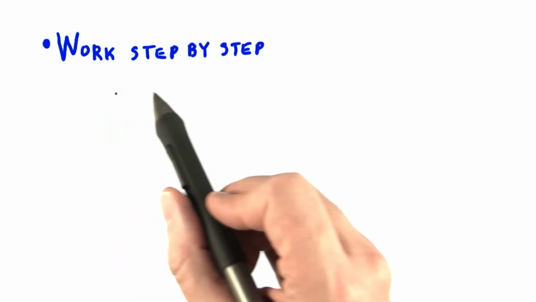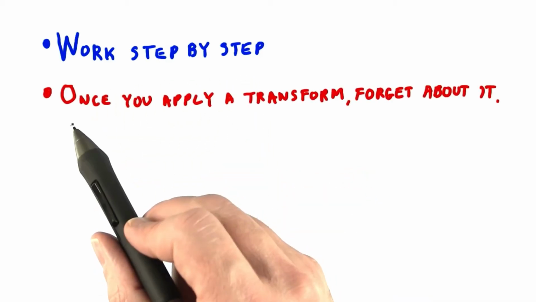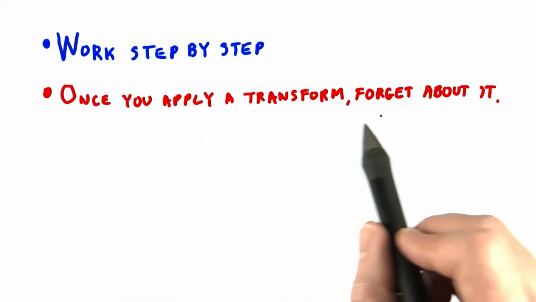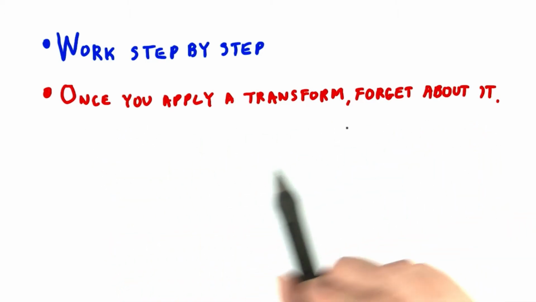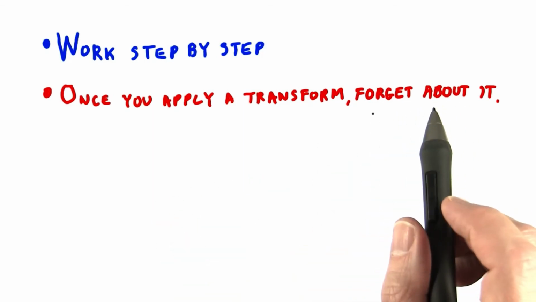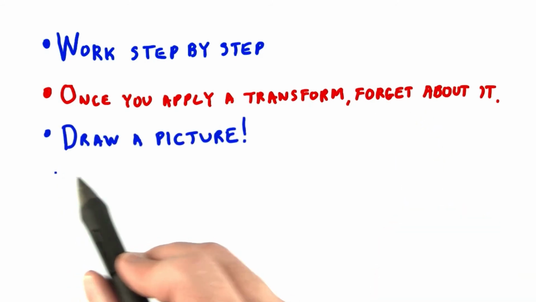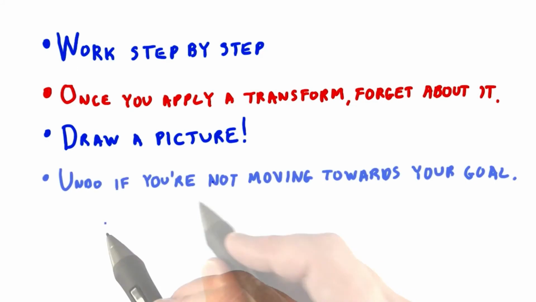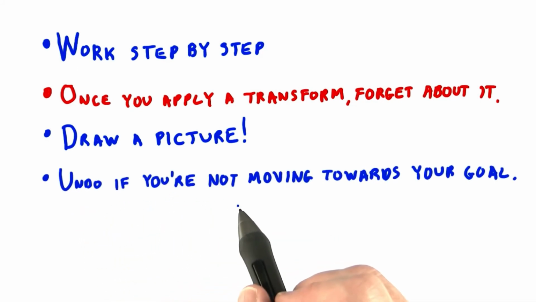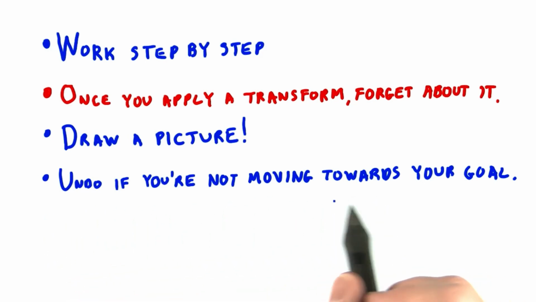Personally, when I'm thinking through what series of transforms I want to apply, I work step by step. Perhaps the most important rule I can offer you is this. Once you've applied a transform, forget about it entirely. That transform's applied, it's history, and you now have some new object in a new position, possibly with some new location at the origin. Next, draw a picture if it helps. I usually do. Finally, once a transform is applied, where does your new object want to move from there? If you find you've messed up and the new object is not moving toward your goal, undo and try again.